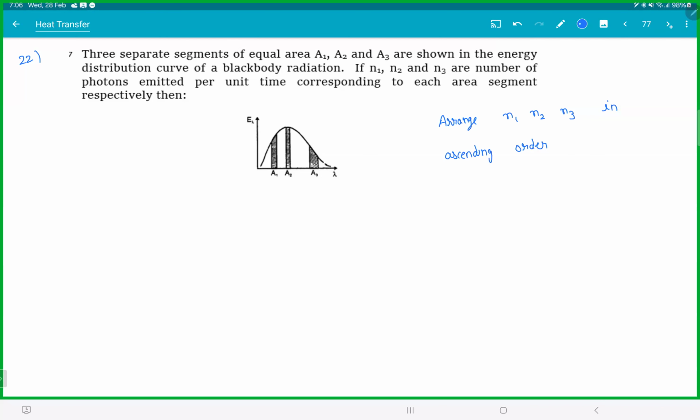You're getting? Meaning, for example, numbers would be something like this. Let's say this is like 100 to 101. This is 200 to 201. This is like 300 to 301. So you have taken equal amounts of area. So find the number of photons.